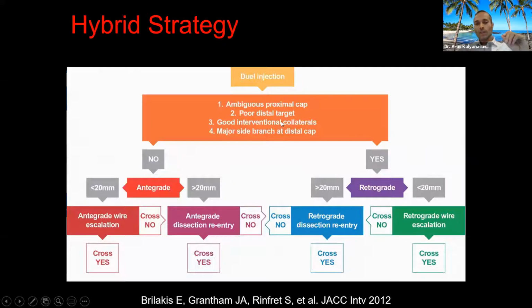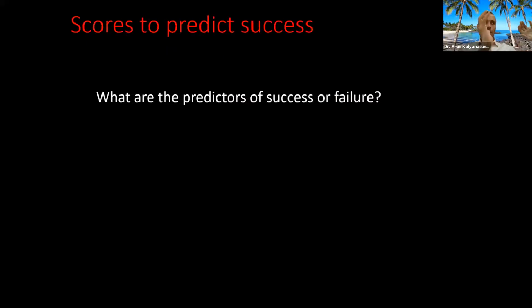So if you have an unambiguous proximal cap, a good target, you're going to start antegrade. And if the answer is no, you're going to go retrograde. If you have an interventional collateral, now you're going to go ADR. Now, if you're going to go retrograde and you try to wire it, or if it's very long and you already know I'm going to do a primary RDR case, you're going to do reverse CART. So now, that's kind of the basics.